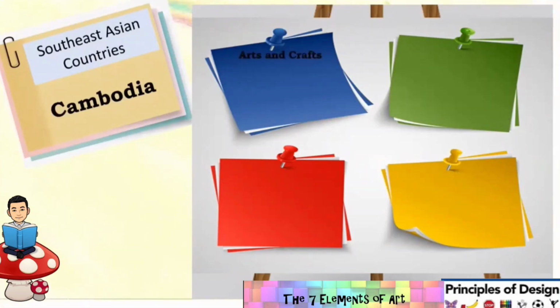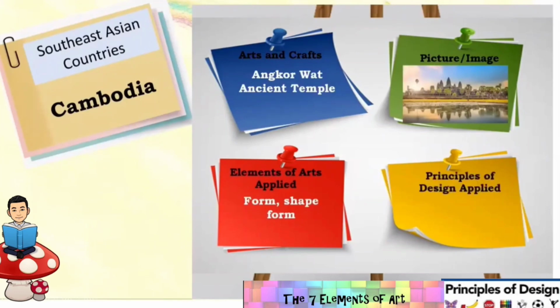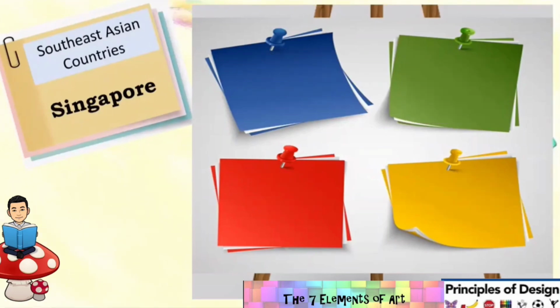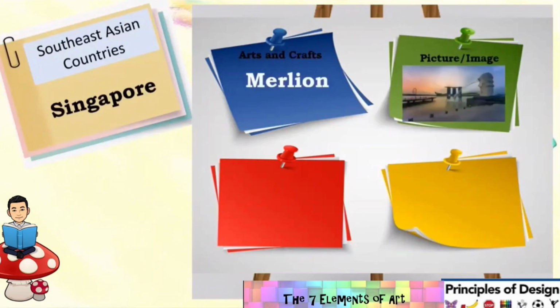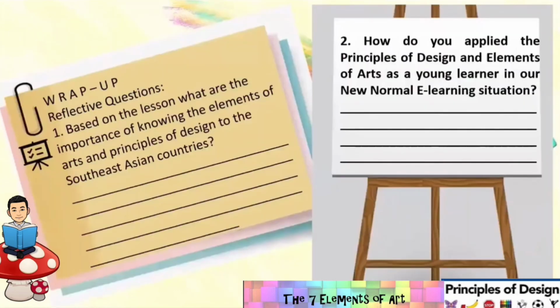Cambodia. For the arts and crafts, we have Angkor Wat and Asian temple. Elements of arts applied: form, shape. Then principles of design applied: balance, rhythm, and contrast. In Singapore, arts and crafts, we have the Merlion. Elements of arts applied: shape and form. Principles of design applied: emphasis and balance.